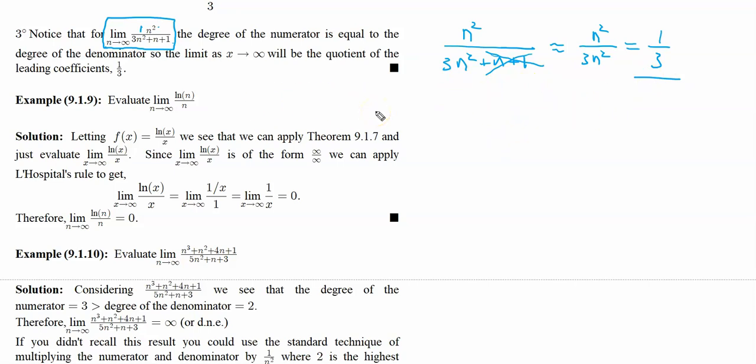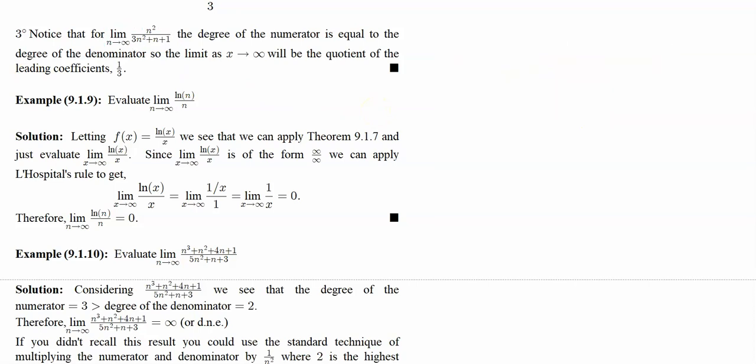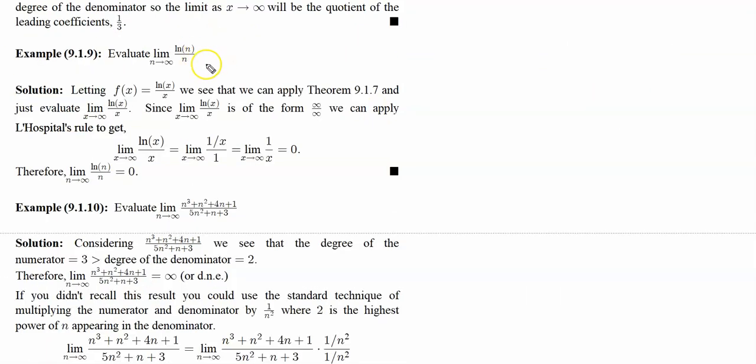Let's take a look at this problem. So here we want to evaluate the limit as n goes to infinity of the natural log of n divided by n. Now once again, we're going to invoke Theorem 9.1.7. We can think of replacing the n's with x's like this. And now evaluate the limit of this function as x goes to infinity right here. Now this is of the form infinity over infinity, so you can apply L'Hopital's rule. Right here, that's what we do.